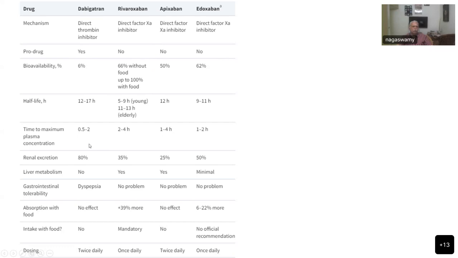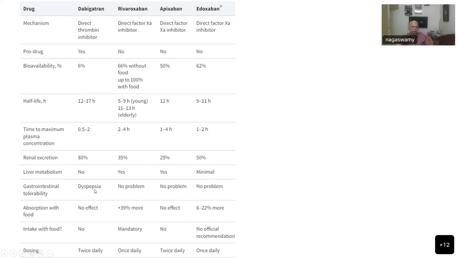Time to maximum plasma concentration is 0.5 to 2 hours, 2 to 4 hours, 1 to 4 and 1 to 2. And for renal excretion, dabigatran has 80% excreted renally, whereas the other three are 35, 25 and 50. Rivaroxaban has 50% elimination. Liver metabolism: dabigatran does not have any liver metabolism, whereas the other two, rivaroxaban and apixaban, are metabolized. And edoxaban has minimal liver metabolism.